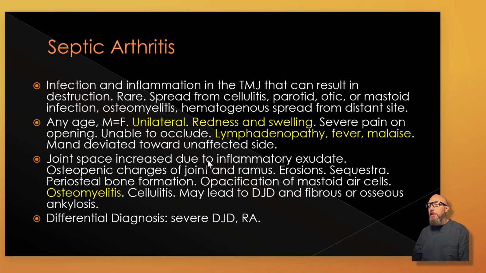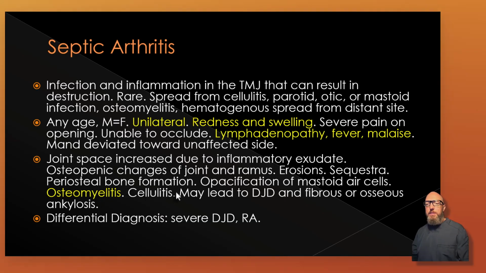Joint space is increased due to inflammatory exudate. And so they have a lot of fluid or effusion inside the joint space. And so this can create erosions, even sequester in some cases. And then here's the big thing to look for. Remember Shrek, looking for signs of infection. If you see periosteal bone formation and they've got signs of arthritis, pain, especially heat and swelling, then you're thinking some degree of osteomyelitis and infectious arthritis.